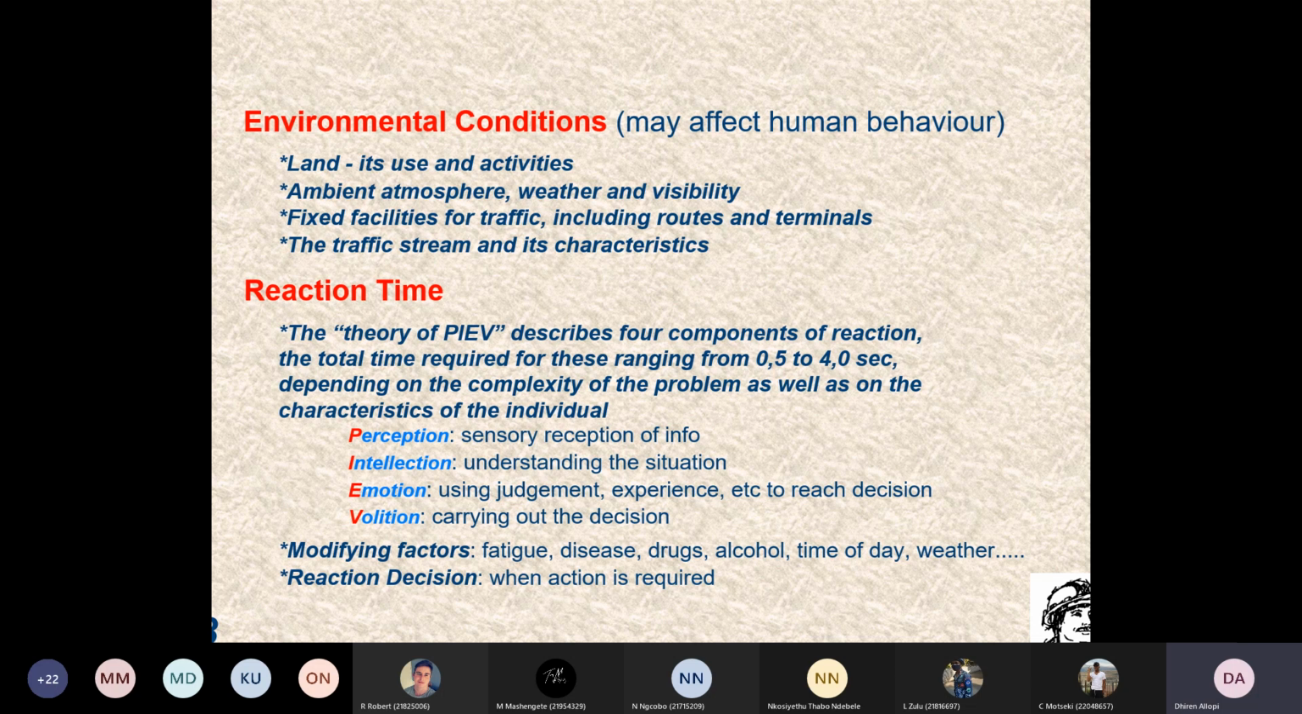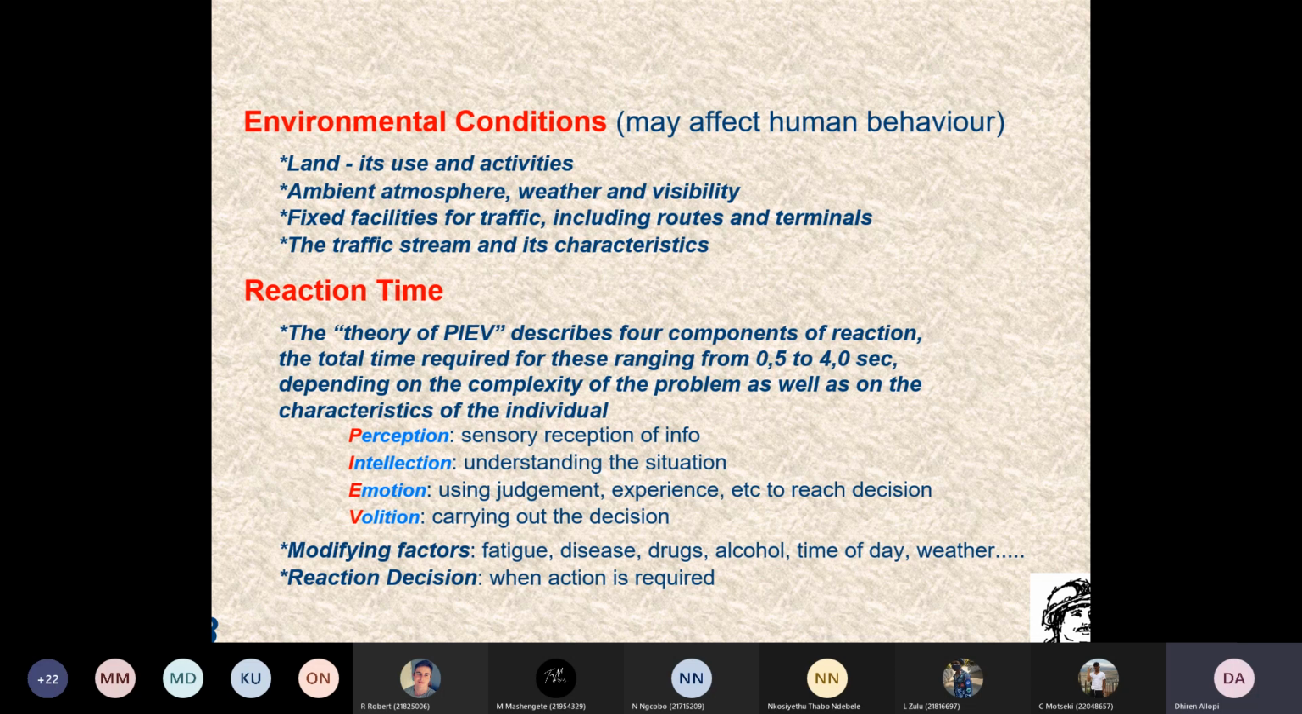Reaction time, again, is nothing new. You've covered aspects pertaining to this in safe stopping sight distance, safe passing sight distance, shoulder sight distance. So you can see it's based on the PIEV theory, which basically describes the 4 components of reaction. Although we use the word reaction here, to be a little more specific, it's more the PR, meaning perception reaction.